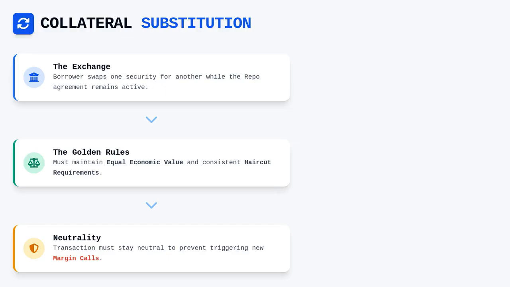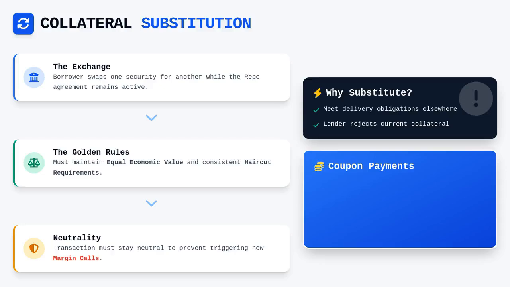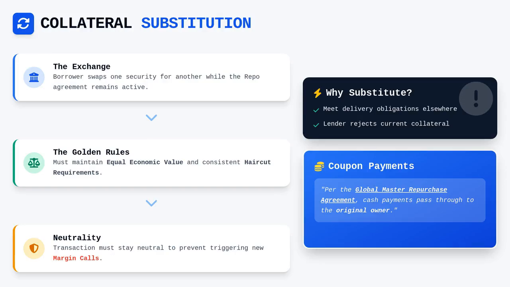Furthermore, we must account for coupon payments occurring during the term of the repo. The standard practice under the Global Master Repurchase Agreement is for the cash payment to be passed through to the original owner, ensuring that the borrower does not retain the interest earned by the asset while it is held as collateral.